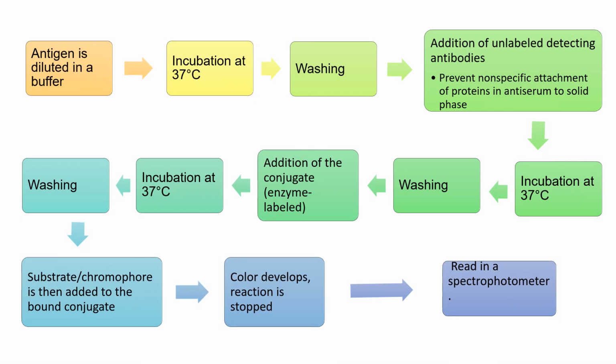Antigen is diluted in a buffer, then it is incubated at 37 degrees Celsius followed by washing. Then there is addition of the unlabeled detecting antibodies, and this prevents the non-specific attachment of protein and antiserum to solid phase, followed by again incubation and washing. Then there is addition of the conjugate, that is the enzyme label. Then again we incubate and wash, and substrate chromophore is added to the bound conjugate. Color develops, the reaction is stopped, and we can read it by using the ELISA reader.